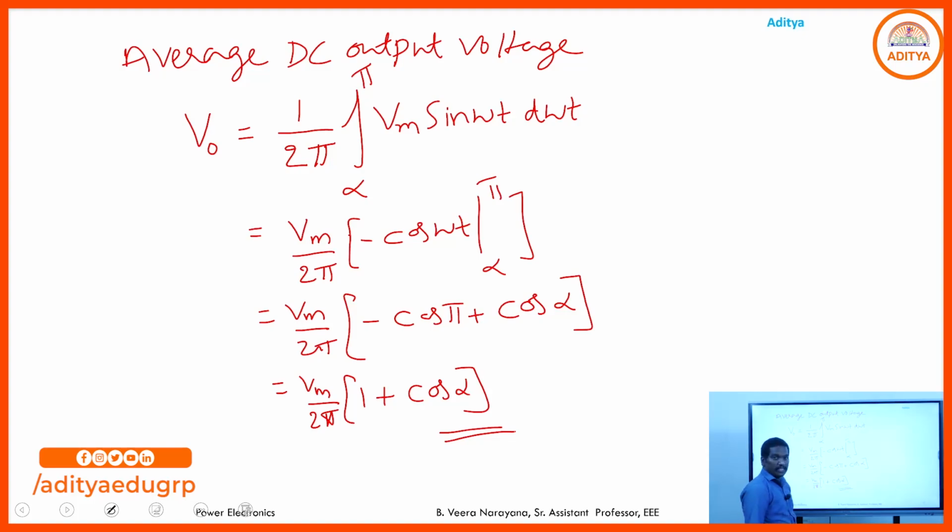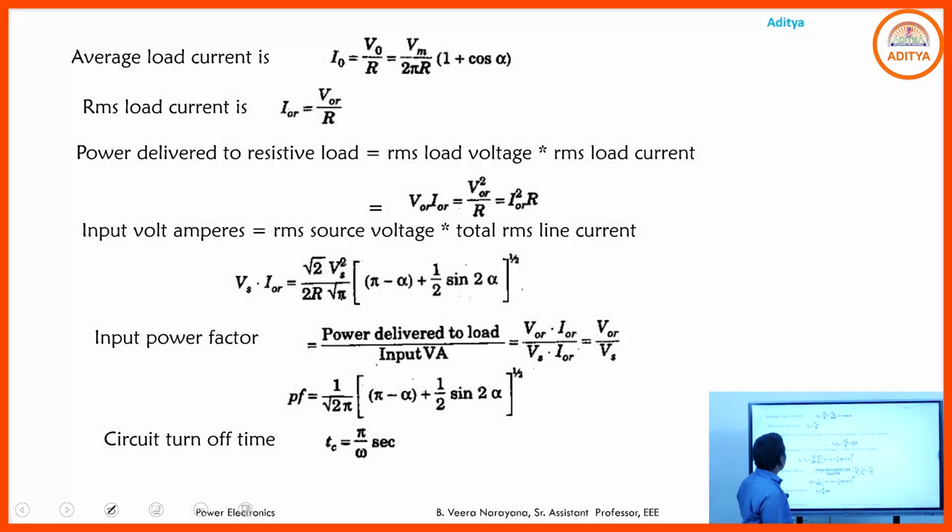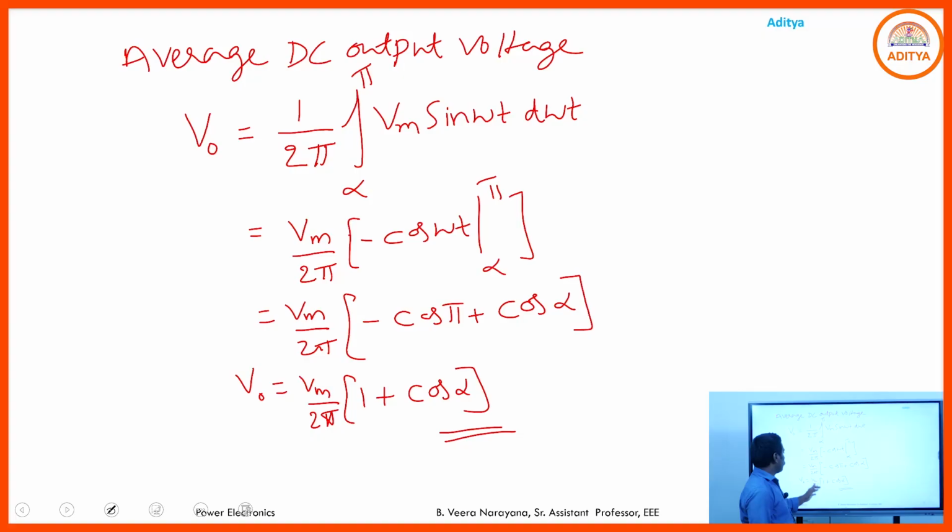The average DC output voltage is given by V0 is equal to Vm by 2 pi into 1 plus cos alpha. And similarly, if you want to find out the average output current, I0 is equal to V0 by R, which is nothing but Vm by 2 pi R into 1 plus cos alpha. That is the average DC output voltage and current.